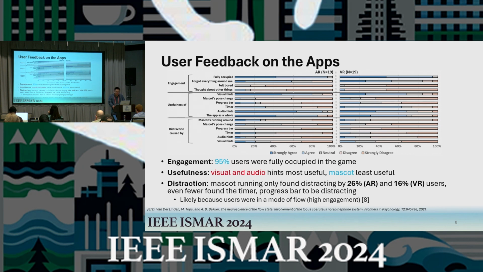And interestingly, the mascot running behavior was only found distracting by 26% of AR users and 16% of VR users, and even fewer of them found other elements, such as the timer or the progress bar, to be distracting. We think that this was likely due to the users being in a mode of flow, so they were able to navigate themselves through the task and ignore additional stimulus. And we will further discuss this later in the presentation.